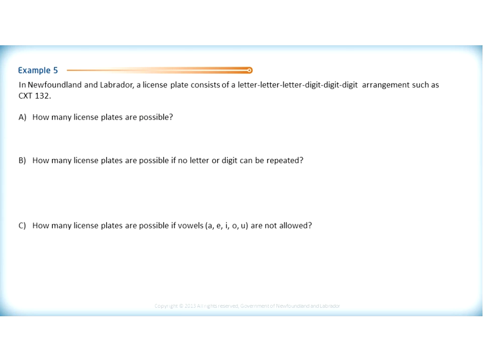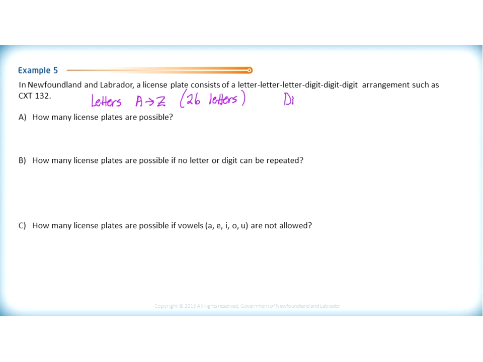In example 5, in Newfoundland and Labrador, a license plate consists of a letter, letter, letter, digit, digit, digit arrangement, such as CHL 111. How many license plates are possible? When you consider the number of letters we have to choose from, the letters of the alphabet go from A to Z, and there are 26 different letters from A to Z.